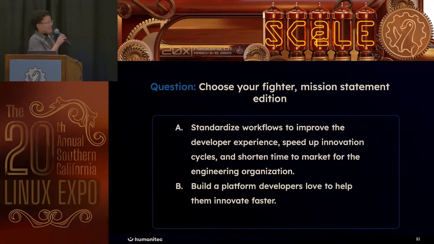Now, just another check-in. Which of these two mission statements do you think is stronger based on the framework that I proposed? Is it A or B? Everyone raise their hands for A.